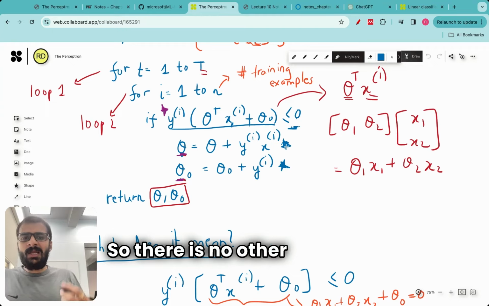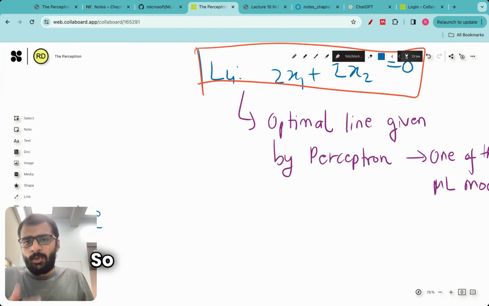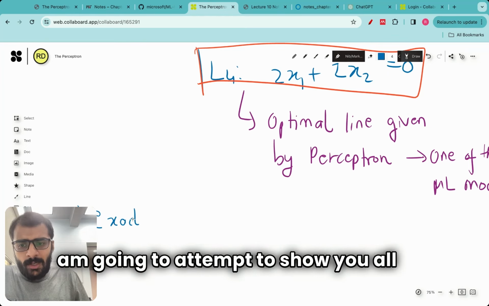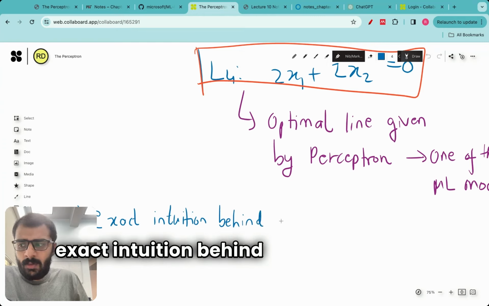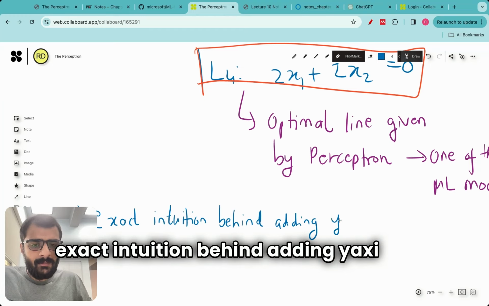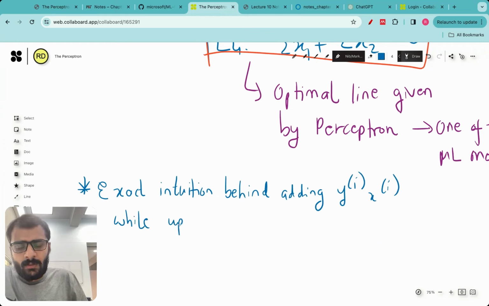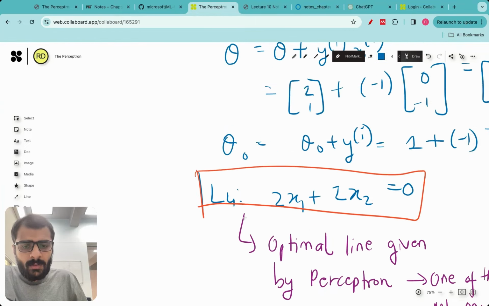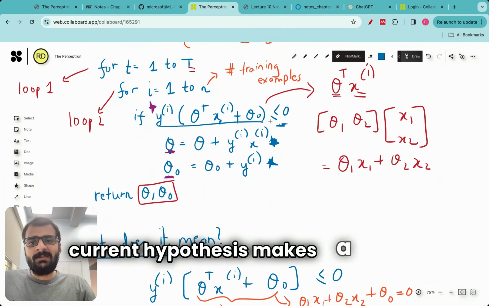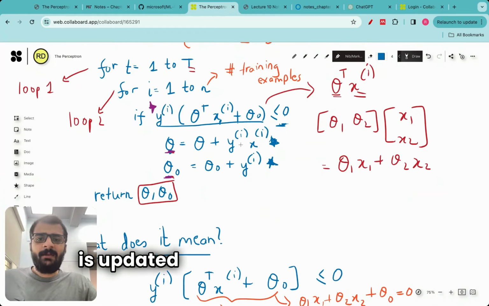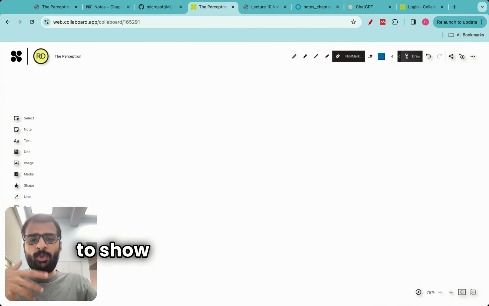There is no other lecture or presentation which gives you a flavor for it, and I'm going to attempt to do that in the last part of this lecture. In the last part of the lecture, I'm going to attempt to show you the exact intuition behind adding yi while updating theta. So what I'm going to show you right now is that in the perceptron algorithm, when the current hypothesis makes a mistake, the theta is updated by adding yi times xi to it, right? Now I'm going to show you why this is the case, why this works, and I'm going to show this to you geometrically or visually.